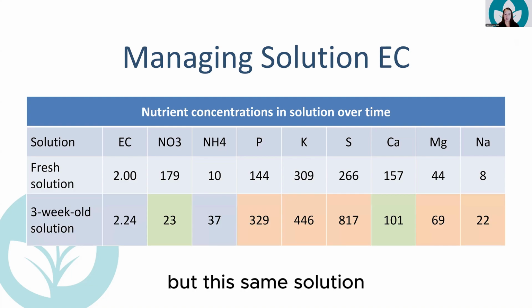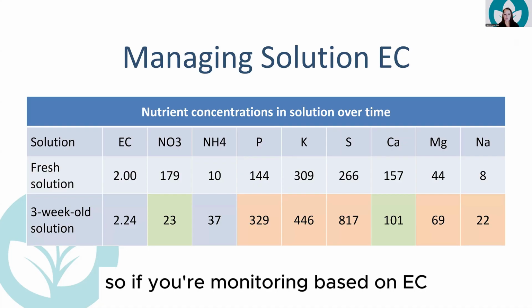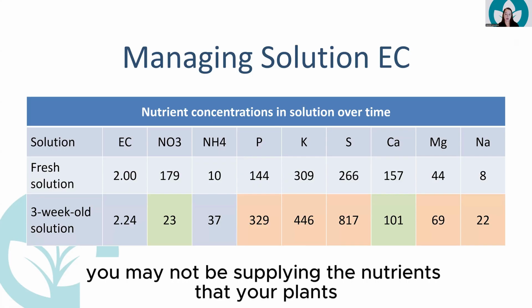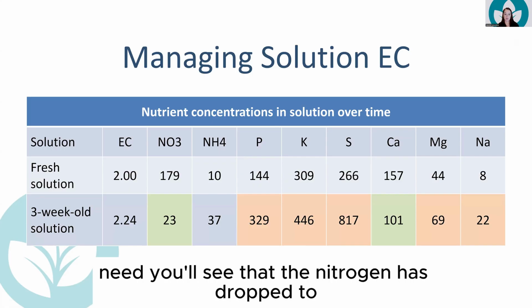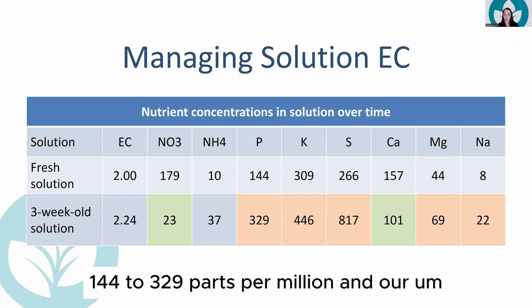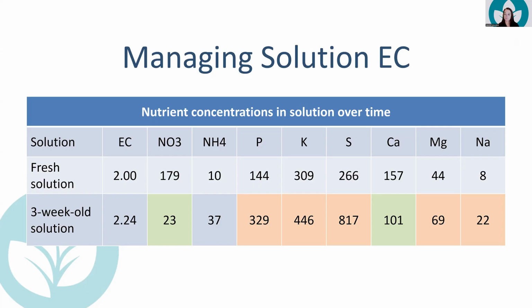But this same solution, after just recirculating for 3 weeks and maintaining that EC of 2, has a significantly different ratio. So if you're monitoring based on EC, you know that just because your EC is right where you want it to be, you may not be supplying the nutrients that your plants need. You'll see that the nitrogen has dropped to functionally nothing. Our phosphorus has climbed from 144 to 329 parts per million. And our potassium to calcium to magnesium ratio has been thrown off a little bit.